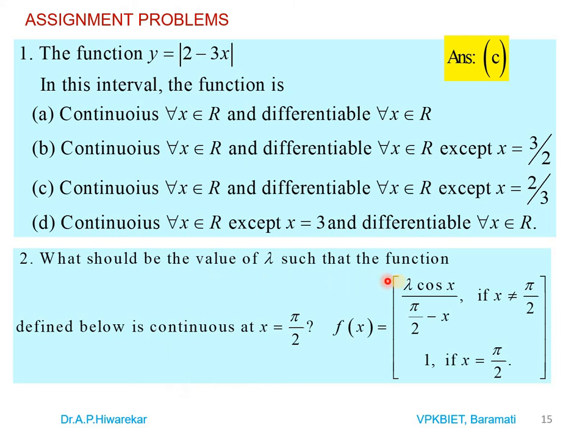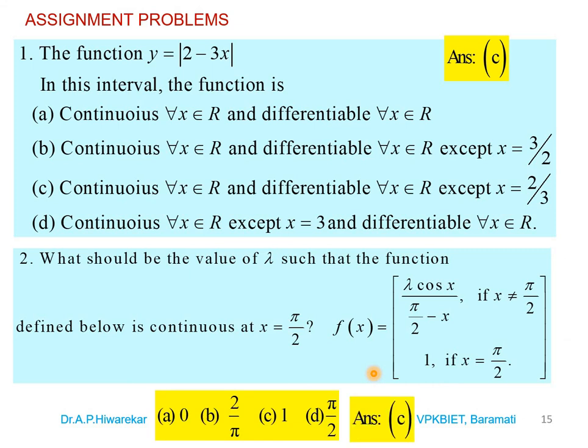What should be the value of lambda such that the function defined below is continuous at x is equal to lambda? The function is defined in this manner. You verify these are the options given and find your answer. Okay, so note down this.